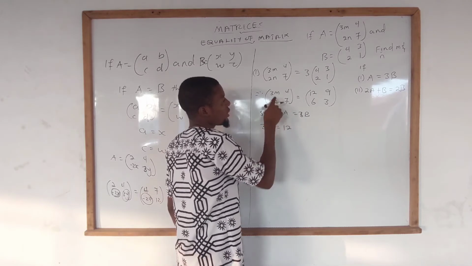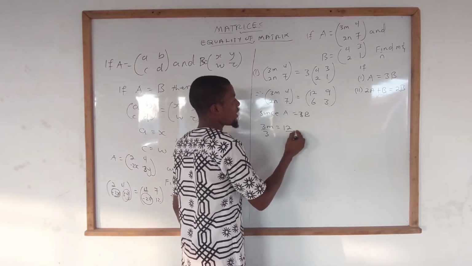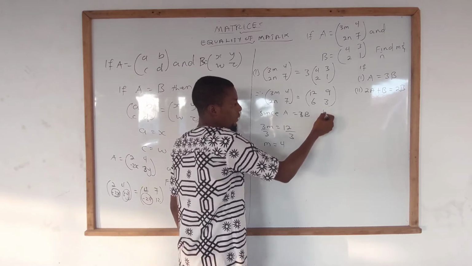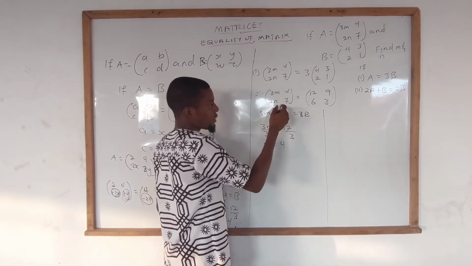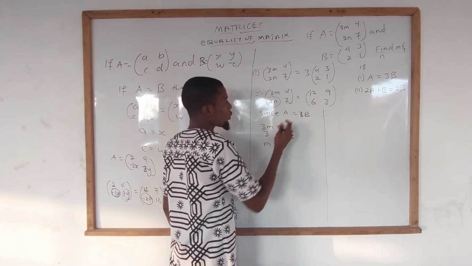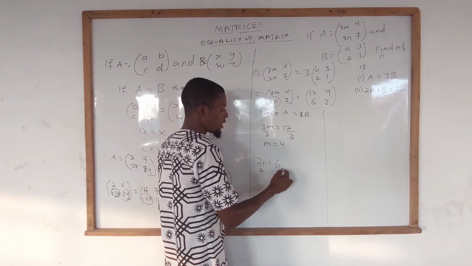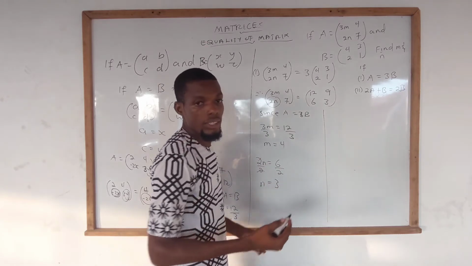12, right? 3M equals 12 because the first is equal to the first. Now, if I divide here by 3 and divide here by 3, my M is going to give me what? 4. Are you okay? My M is going to give me 4. And then, since I want N, I can say 2N equals what? 6. Do you see that? 2N equals 6. If I divide here by 2 and divide here by 2, my N is going to give me 3. I'm done. Okay?